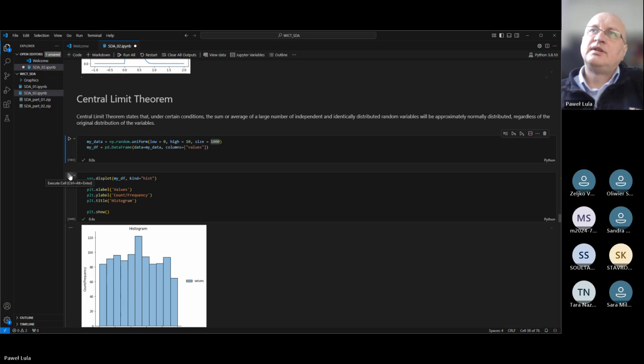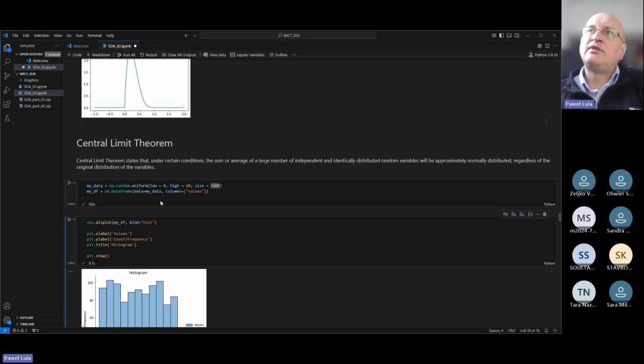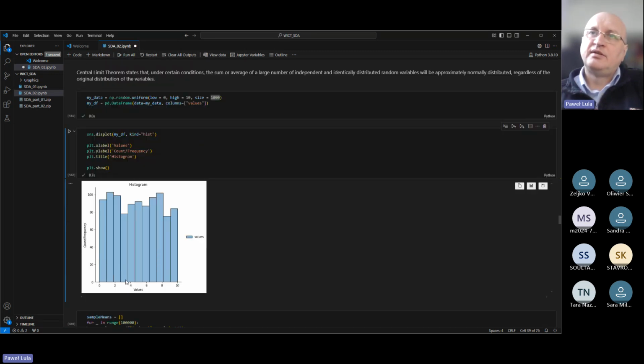And here I prepared a histogram. And we see these values were from 0 to 10. This range was divided into 10 intervals, and the number of elements, values in every interval was calculated. It is similar to a uniform distribution.